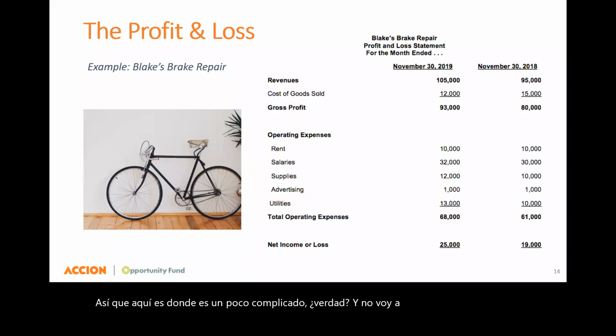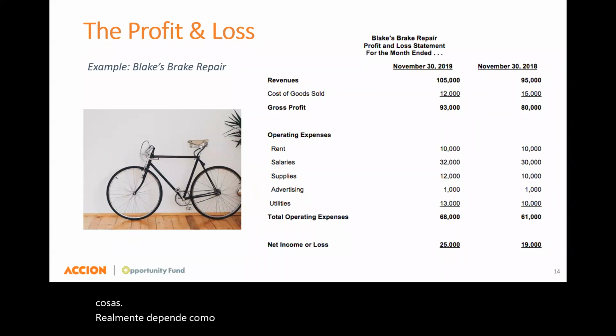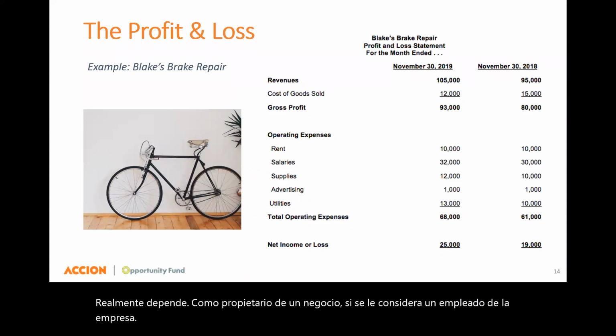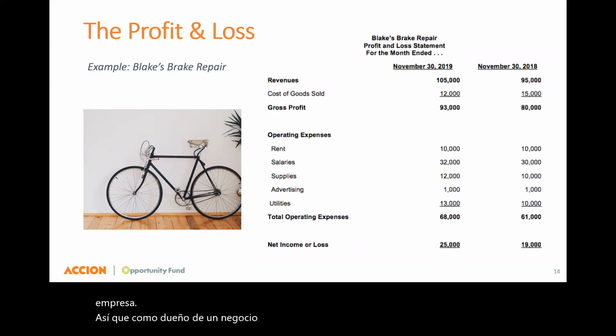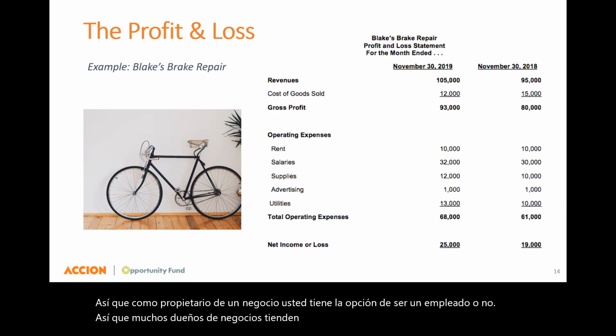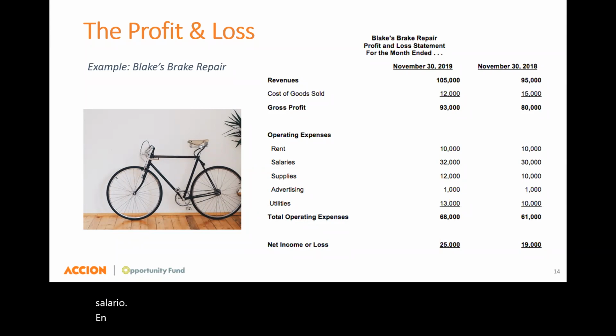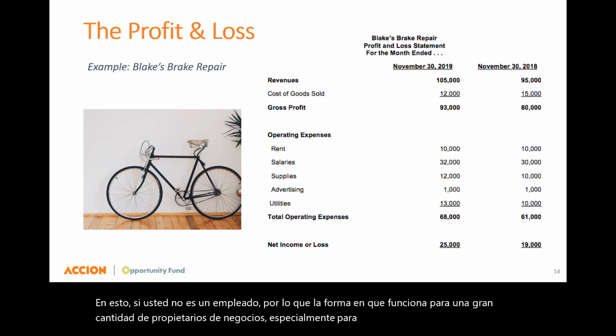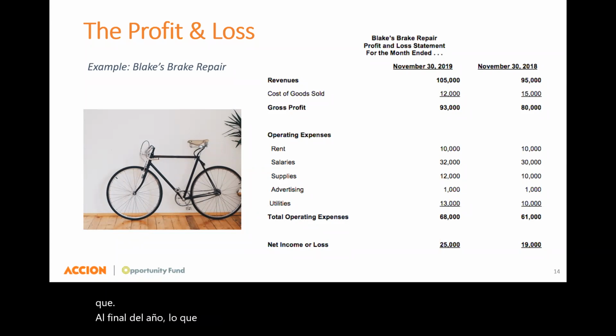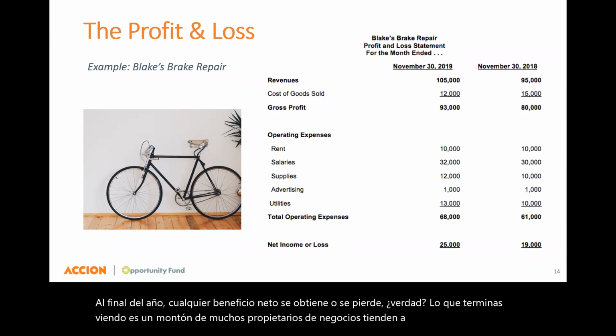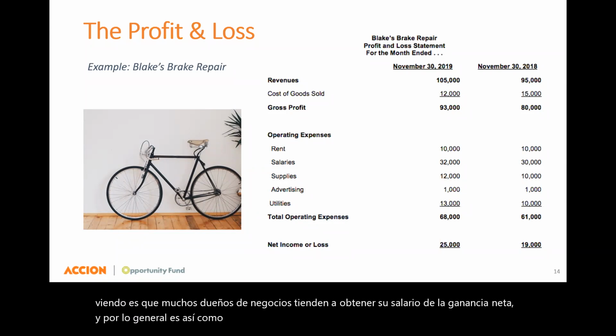It really depends, as a business owner, on whether you are considered an employee of the business. As a business owner, you have the option to either be an employee or not, and a lot of business owners tend not to. So in their profit and loss statement, you wouldn't include your salary if you are not an employee. The way it works out for a lot of business owners, especially early businesses, is that at the end of the year, whatever net profit is made or lost, a lot of business owners tend to get their salary from the net profit. That's usually how a lot of people manage their businesses if they're not considered an employee.